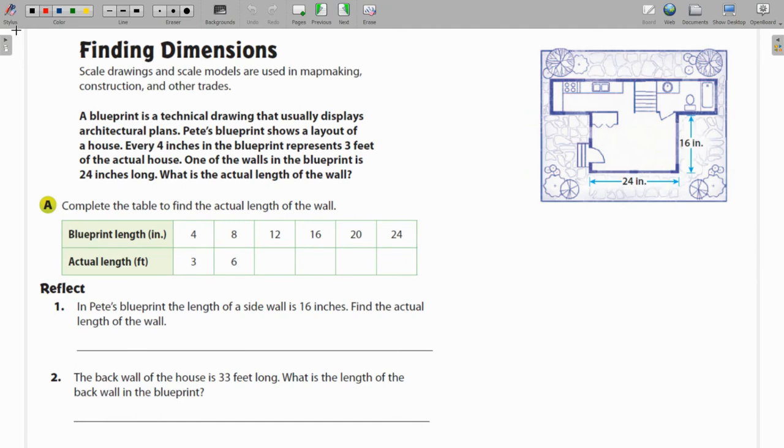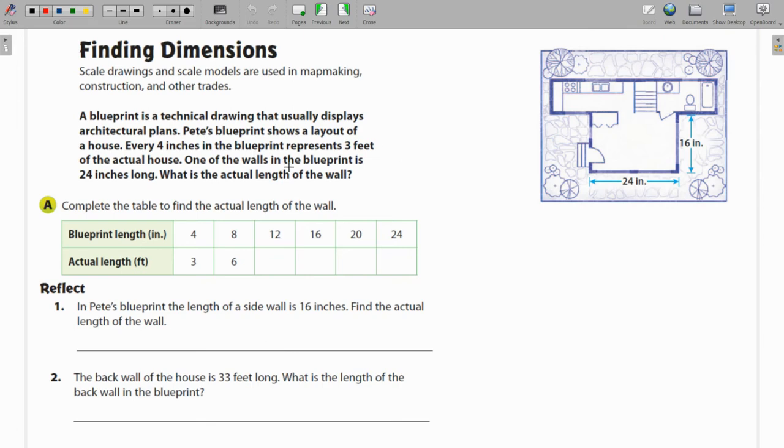Finding dimensions. Scale drawings and scale models are used in map making, construction, and other trades. A blueprint is a technical drawing that usually displays architectural plans. Pete's blueprint shows a layout of a house. Every 4 inches in the blueprint represents 3 feet of the actual house. One of the walls in the blueprint is 24 inches long. What is the actual length of the wall?